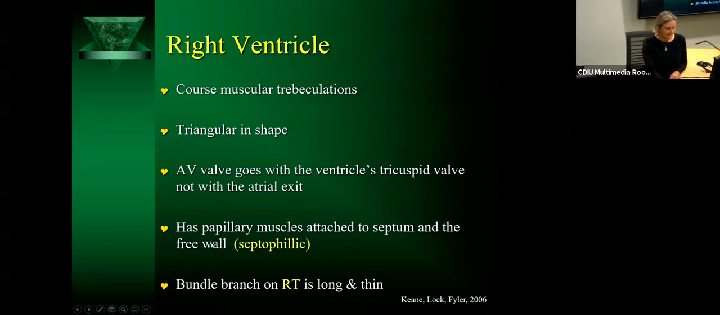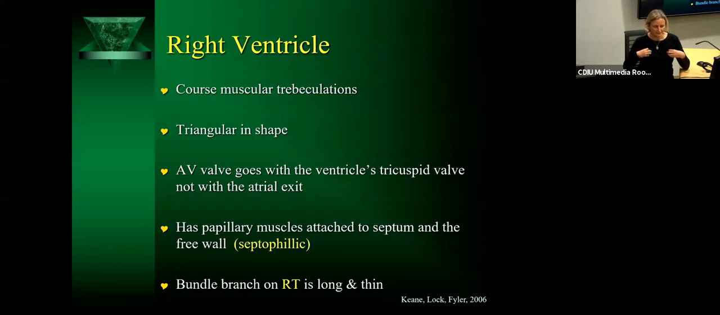So the other thing is that the right ventricle is septophilic. When we're thinking about, say, the right atrium and the tricuspid valve here, remember, the chordae tendineae and the papillary muscles that are attached to them keep the valve itself competent when the heart goes through its systole, where it's pumping out to the aorta and the pulmonary artery.